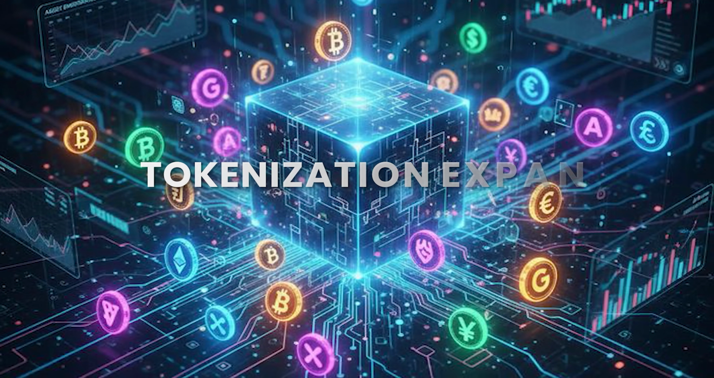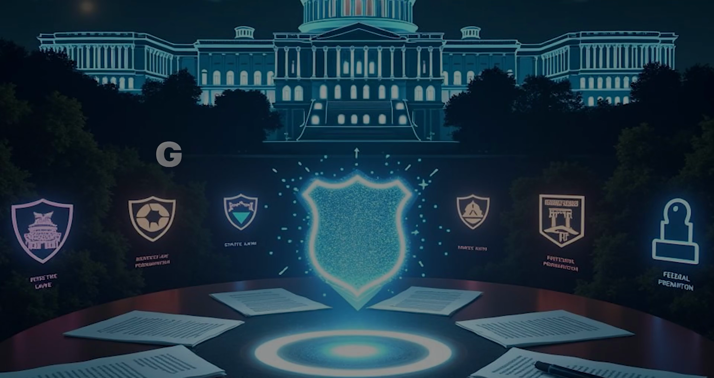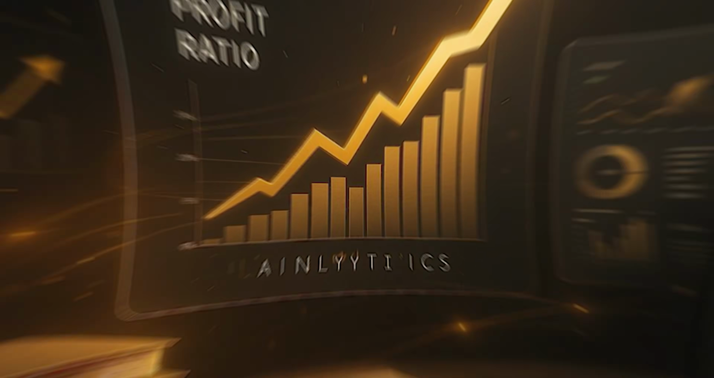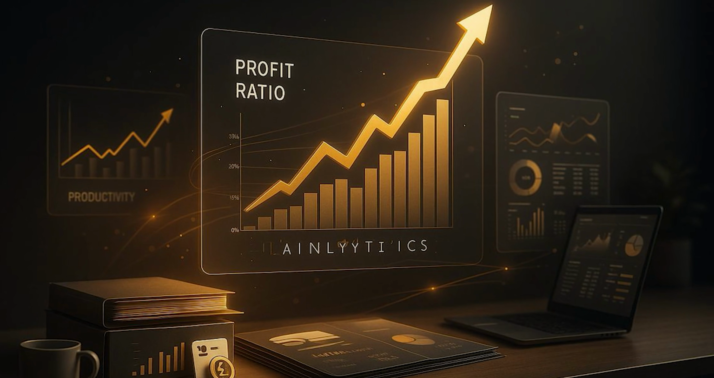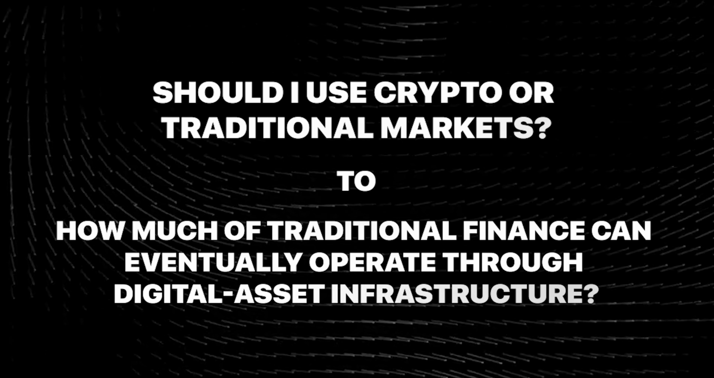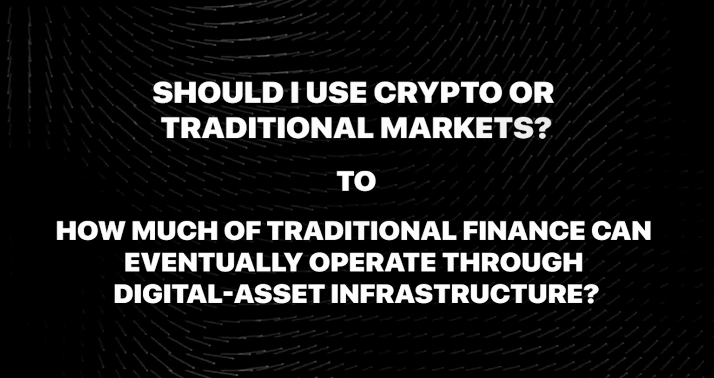Forget Bitget for a second, forget individual stocks for a second as well, but understand what is happening structurally. For years, crypto and traditional finance systems were treated as two different worlds, but tokenization is slowly creating a bridge between them. We've already seen tokenization expand into areas such as government securities, funds, commodities, and other real-world assets. Now we are seeing more experimentation around equities. And if this infrastructure continues developing, the question might eventually change from should I use crypto or traditional markets to how much of traditional finance can eventually operate through digital asset infrastructure. That's a much bigger conversation than any token.